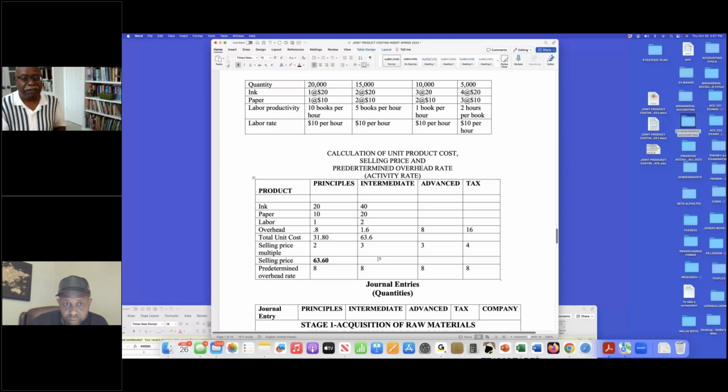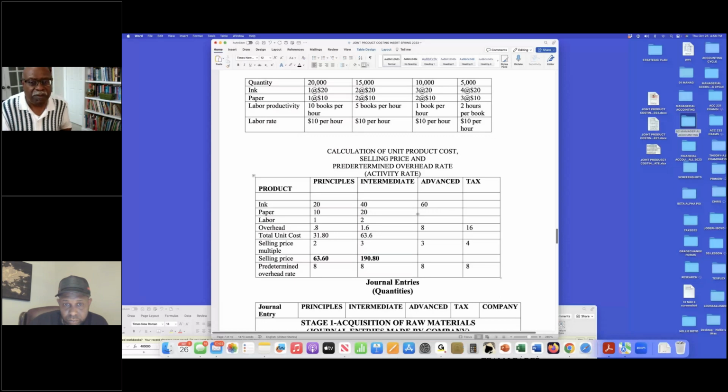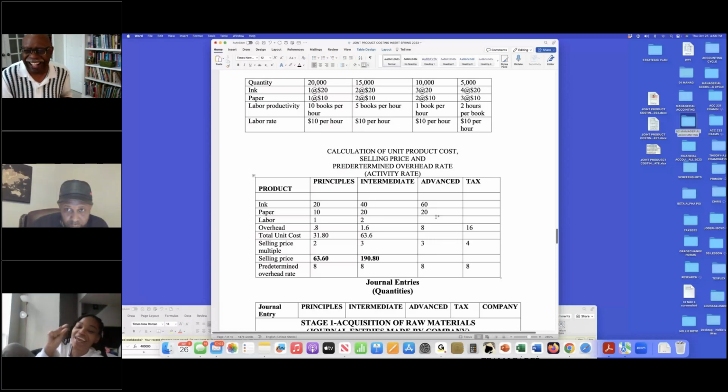Okay. Advance. All right, I got 60 for ink. I got 20 for paper. Labor, I got, well, it's 1 times 10, so 10. What do you teach in elementary school, 1 times 10 is? It's 10. I mean, 1 times anything is that number. I'm just checking what you're teaching them. I'm not gonna lie, you almost had me.